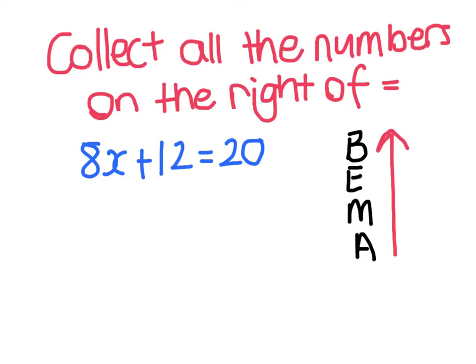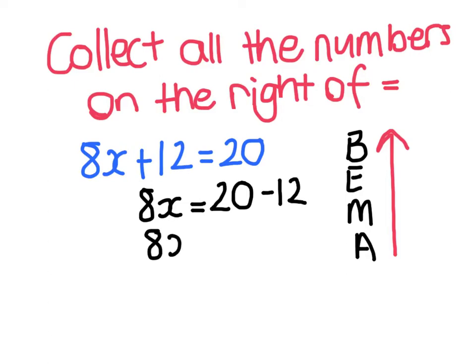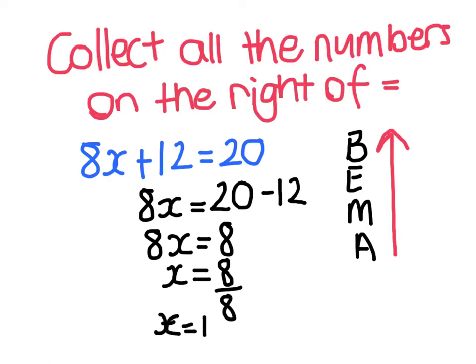So the first thing we get to do is the undoing of any addition or subtraction. So let's start off with this one. We've got 8x. We're going to keep our 8x here. And now we're going to do the addition from BEMA. We're going to move that 12. The opposite operation of plus 12 is minus 12. So then we're going to get to 8x equals 8. Change the sign, change the operation. So instead of multiplying by 8, we're going to divide by 8. 8 divided by 8 gives you x equals 1.